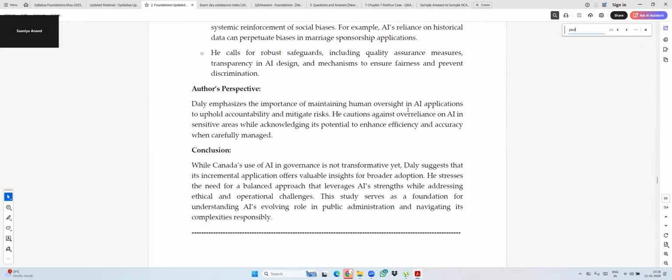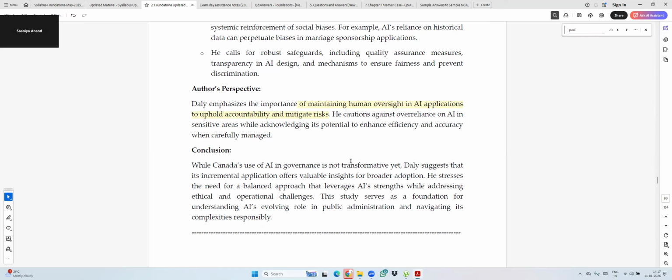Importance of maintaining human oversight in AI applications to uphold accountability and mitigate risks. So even though you are using AI, let's say I'm the tutor, you have come to me for notes. I use AI to make the notes and give it to you. I don't overview it, I don't revise it, and just give it to you. That's wrong, right? So what I have to do, here they say that the importance of human oversight is important.